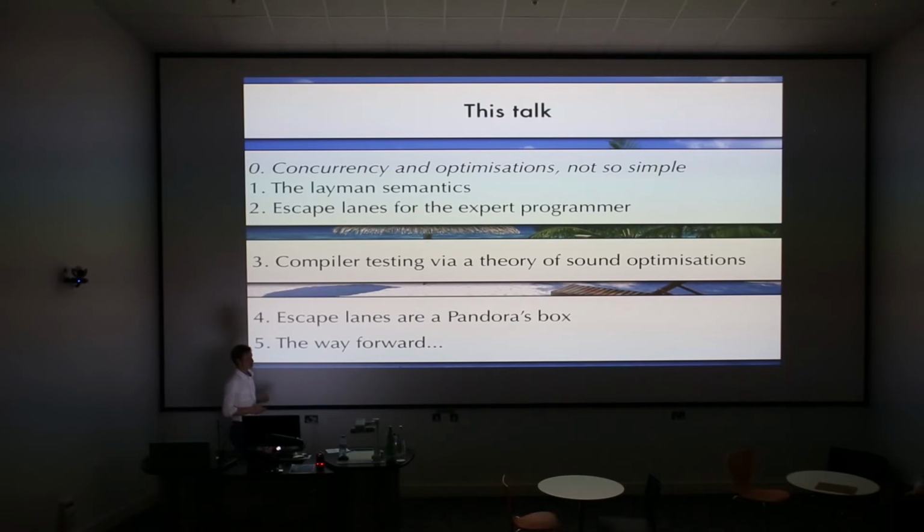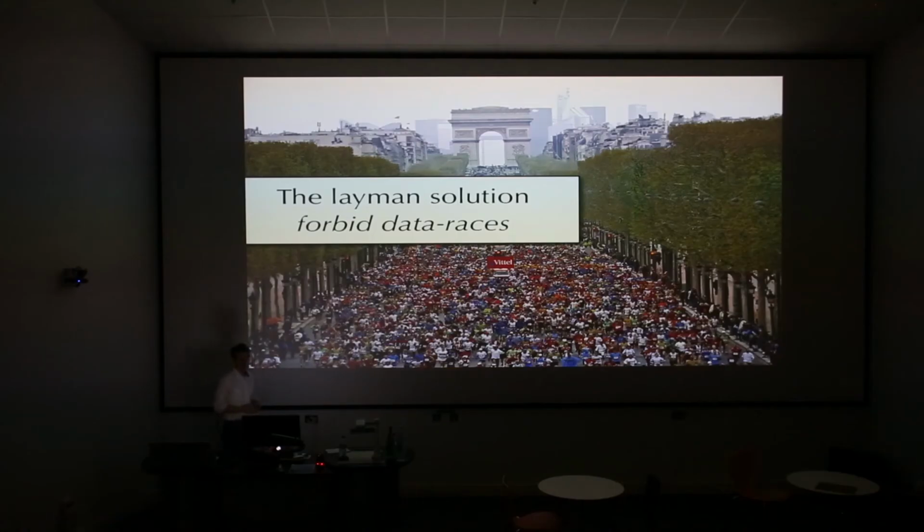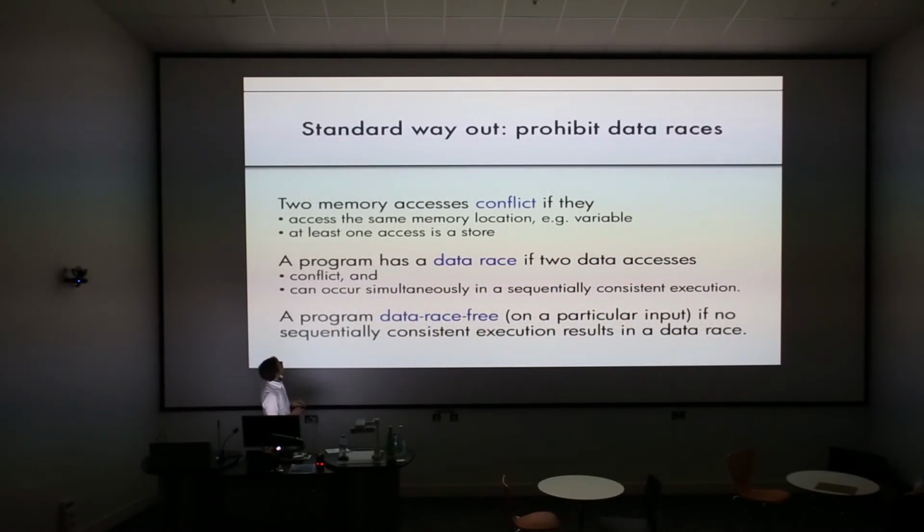And then I hint the way forward. So, the layman solution, let's forbid data races. Well, you know all this probably. We say that two memory accesses conflict if they access the same memory location, like a variable, and at least one access is a store.